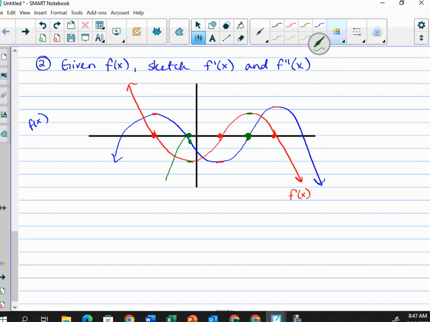Then from green dot to green dot, do you see positive slope on the red one? And concave up on the blue one? So I have to be above the x-axis there. And then that last bit, negative slope, concave down with the blue, so I gotta be below the x-axis.